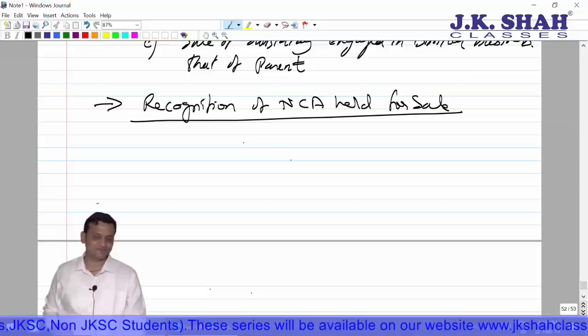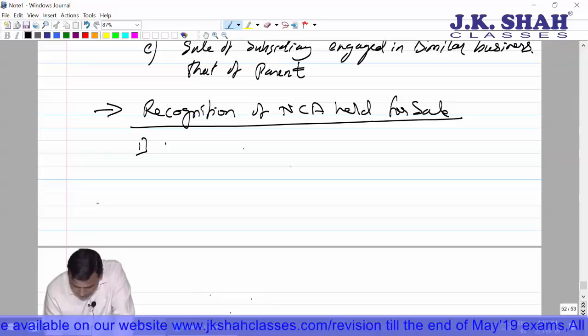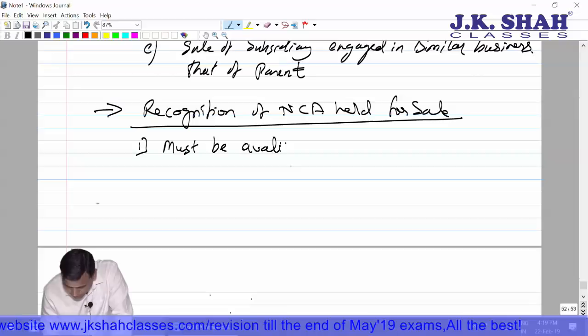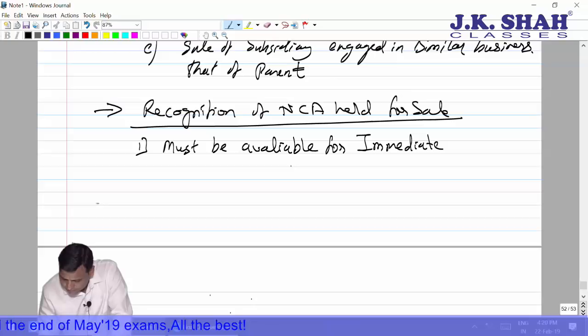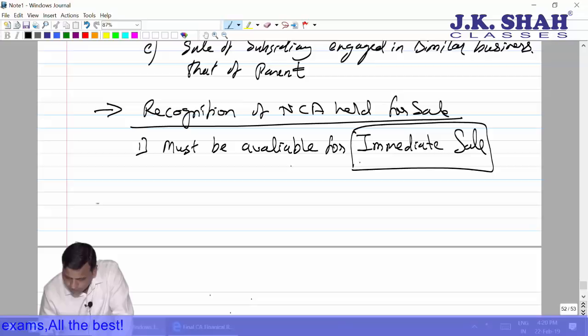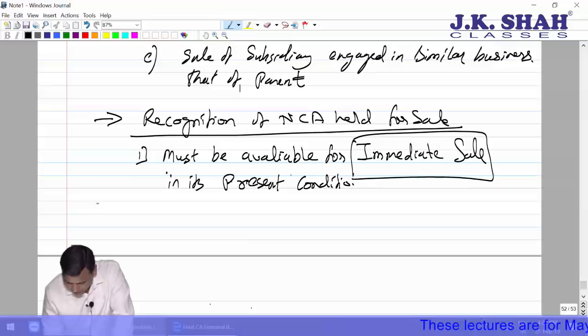So the first condition, recognition of a non-current asset held for sale. When should this be recognized? It says it must be available for, very important, immediate sale in its present condition. It should be available for sale.